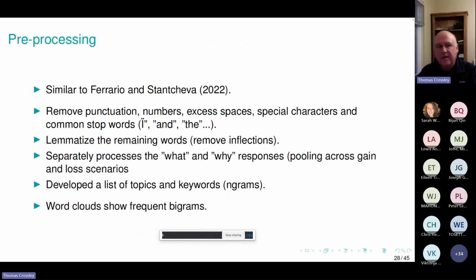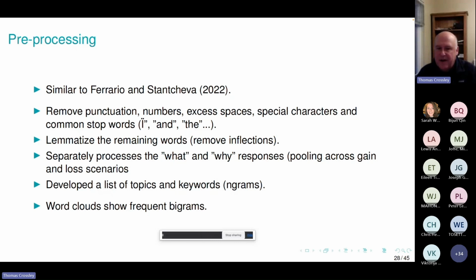So as I described, we're going to do some text analysis. There are 2 steps here. The first is pre-processing, and we're following a procedure that's very similar to Ferrario and Stancheva. In a first step, we remove punctuation. The pre-processing here was all automated. We remove punctuation, numbers, excess spaces, special characters, and common stop words. We lemmatize the remaining words, which means we remove inflections. We separately process the what and why responses, and that's all the pre-processing.